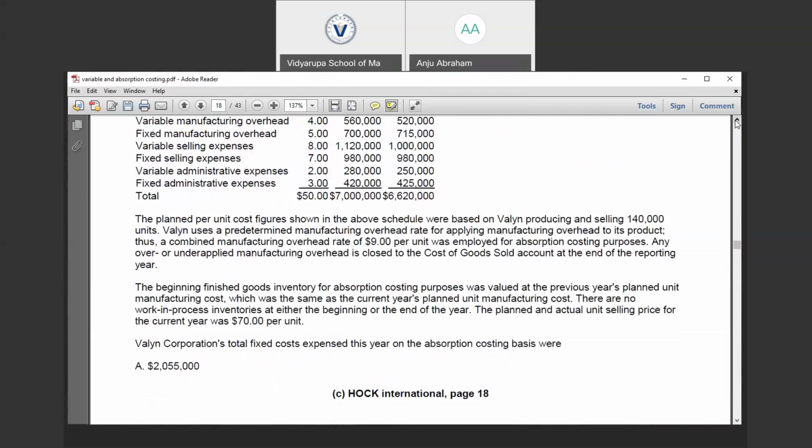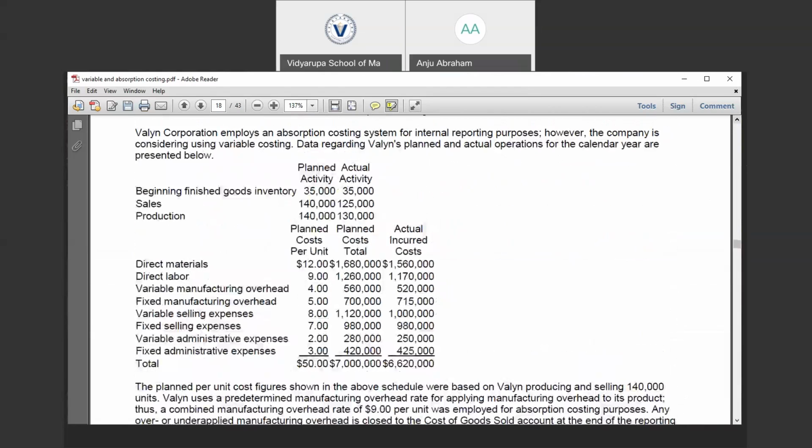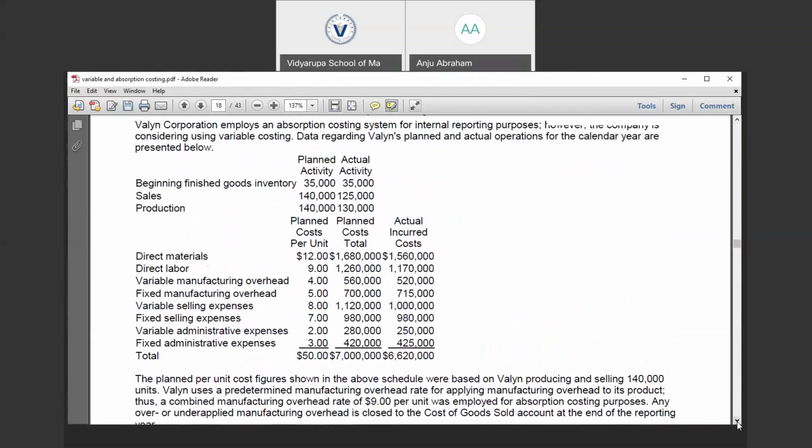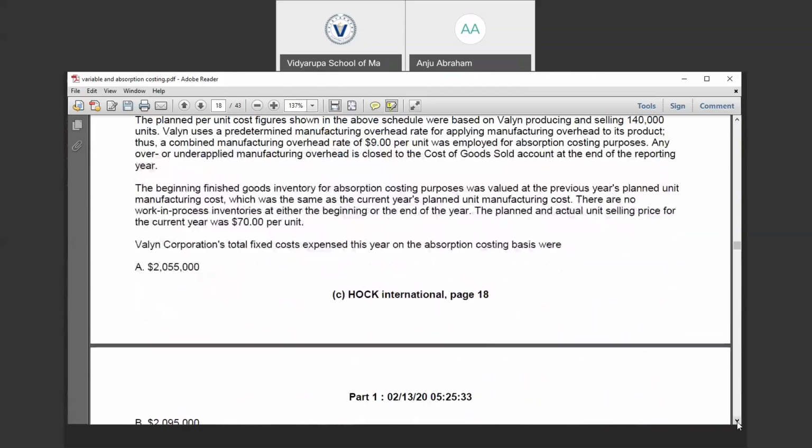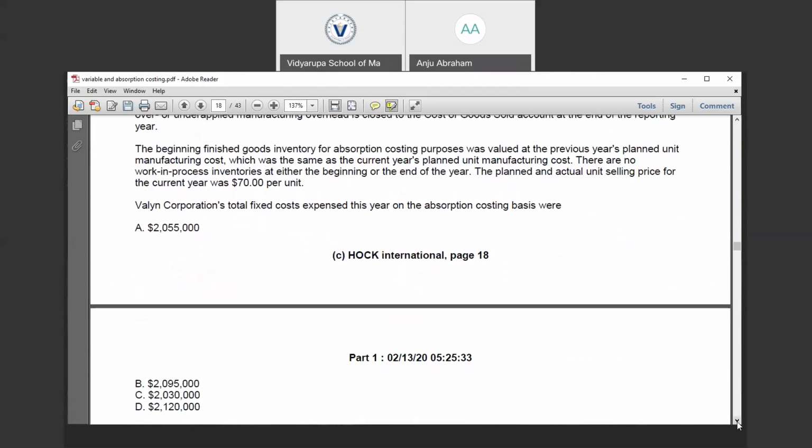So the question is a bit different, a big question. Valiant Corporation. Let's read the final one-line question. Valiant Corporation's total fixed cost expensed this year on the absorption costing basis. We need to calculate the total fixed cost which will be expensed this year on the absorption costing basis.